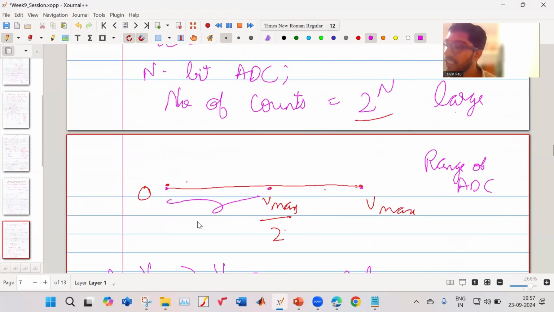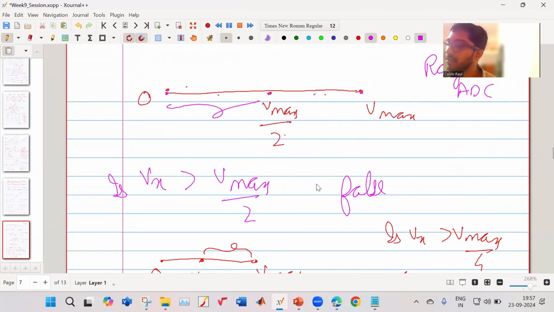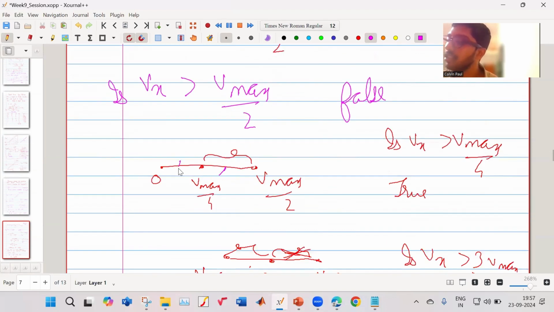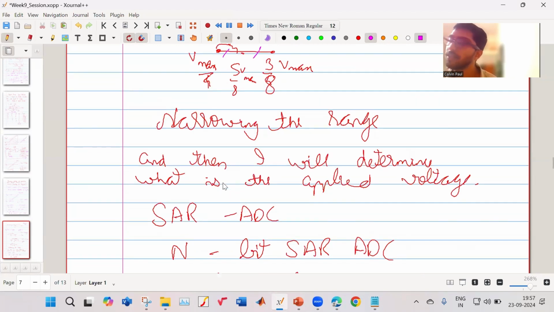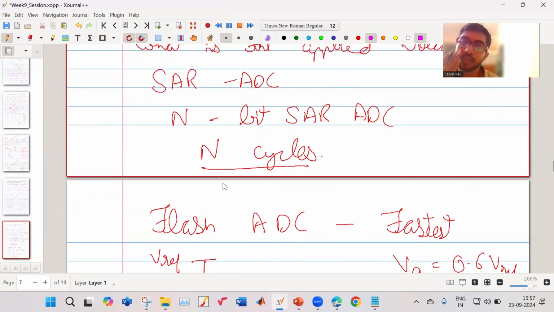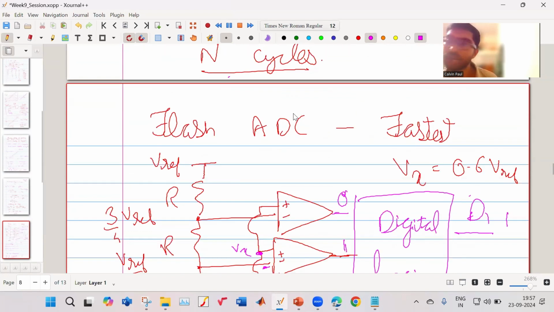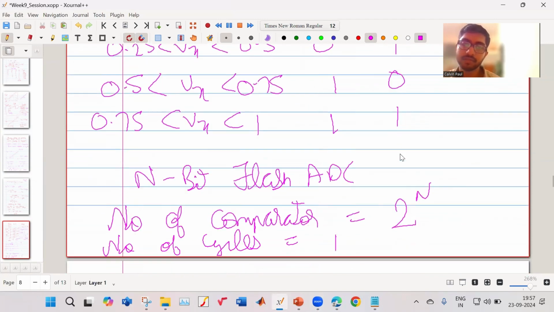It checks whether the voltage is in this range or in this range, then again whether it's in this range or in this range. This narrows down where exactly your applied voltage is. That is why it takes n cycles for an n bit SAR ADC. Flash ADC is the fastest. It will give you your output in one cycle. That's why it is very fast.